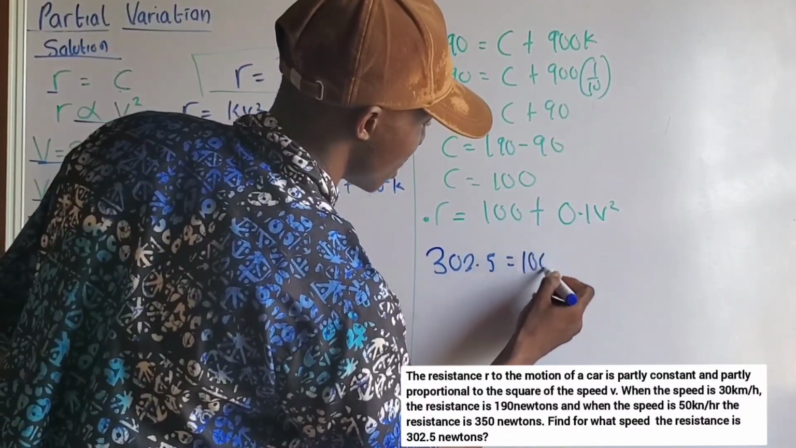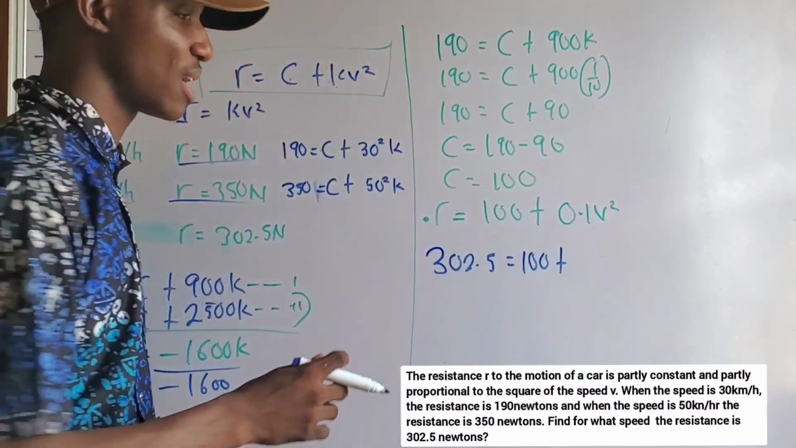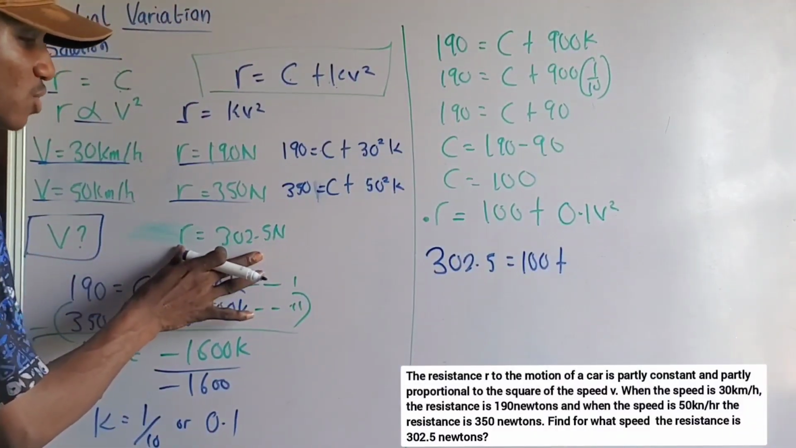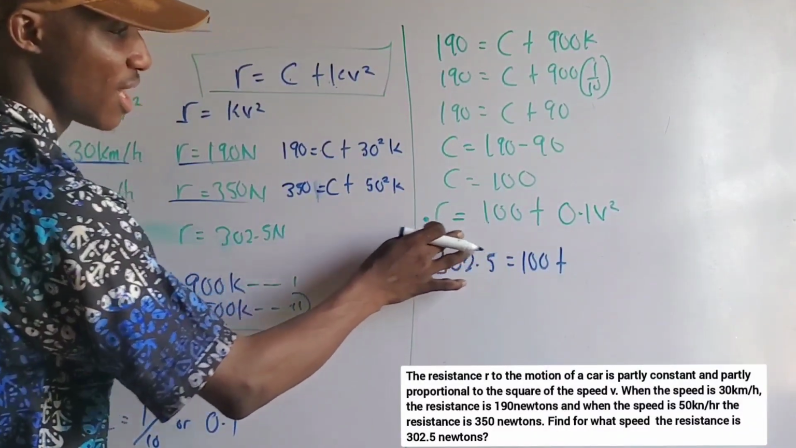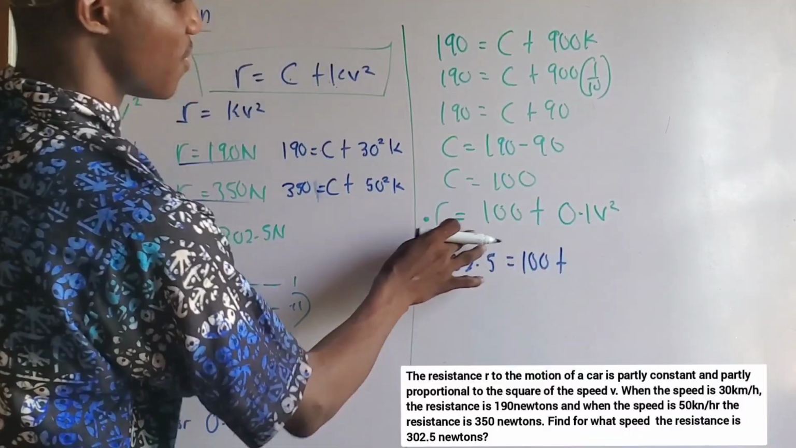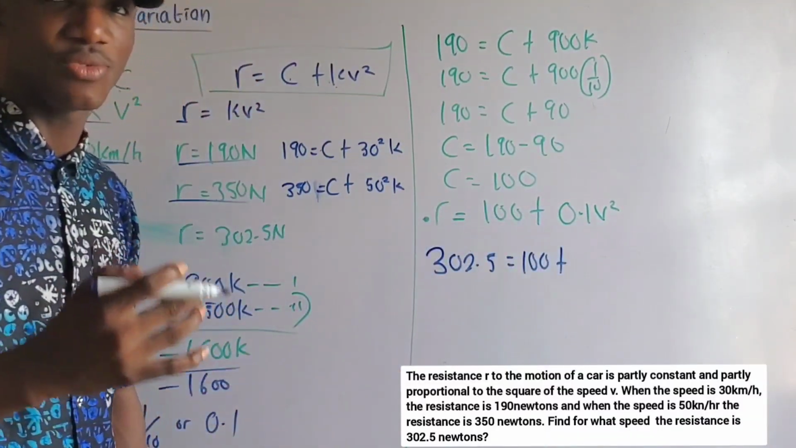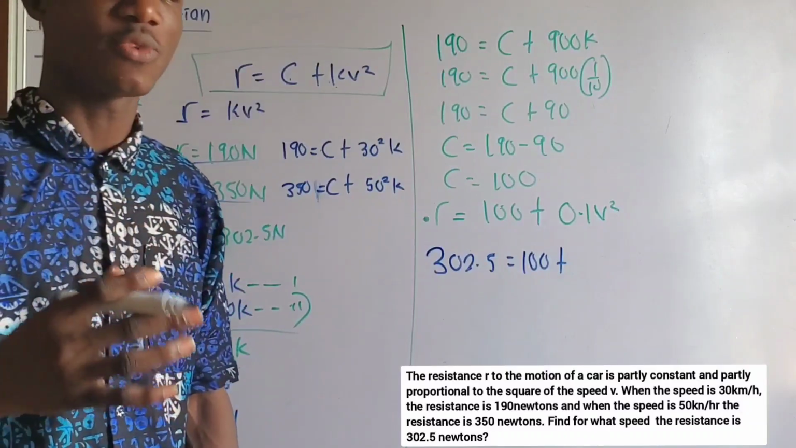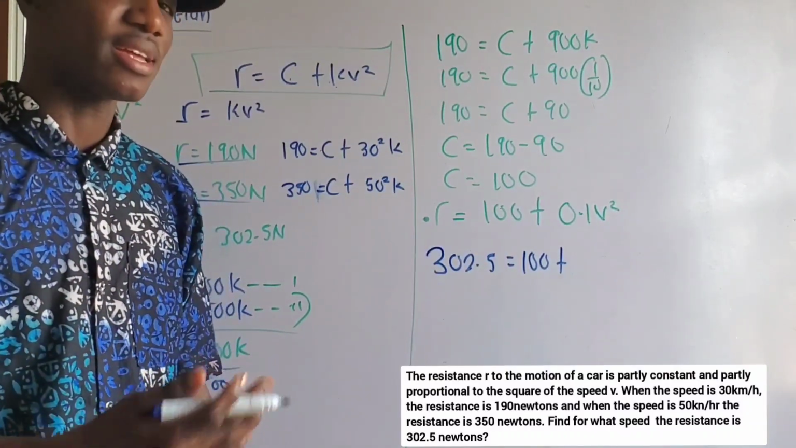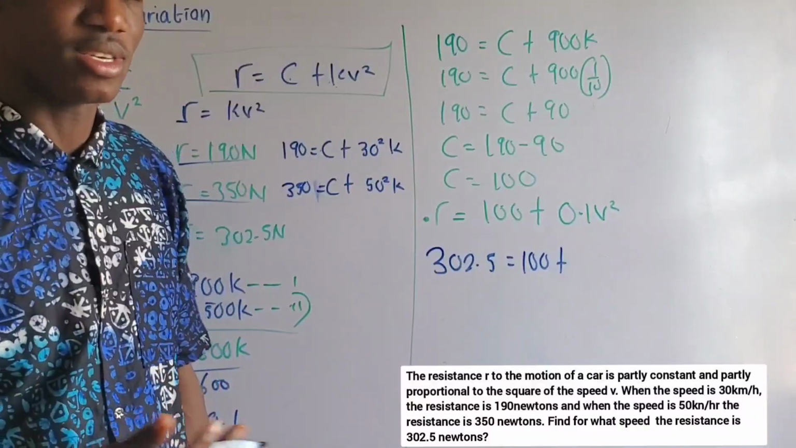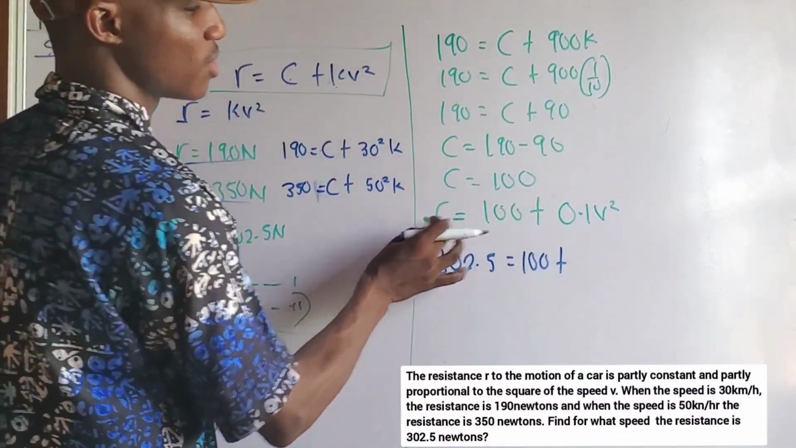equals 100 plus... You see, what I'm doing now is that I'm substituting the value of R as 302.5 into this equation. Are you getting it? This one that you see here is the formula connecting both R and V. That is, at any given value of R, I can get the speed, and at any given value of the speed, I can get the R. You understand? So this is the formula connecting both R and V.